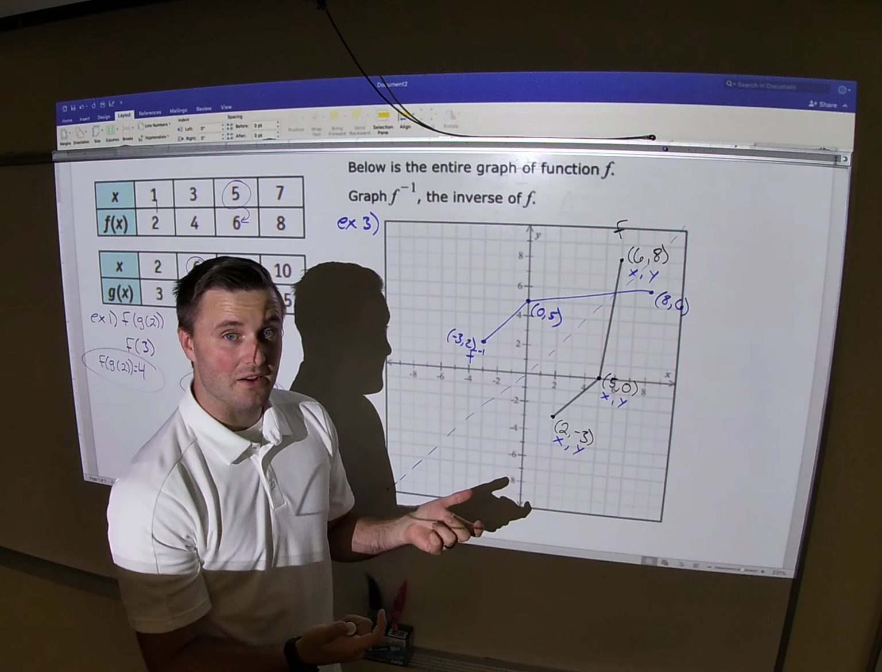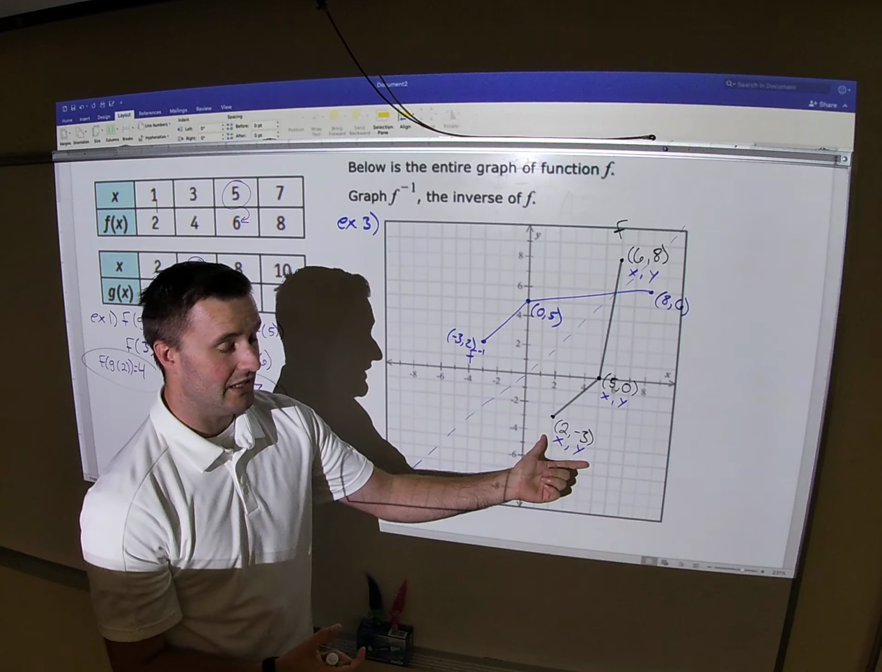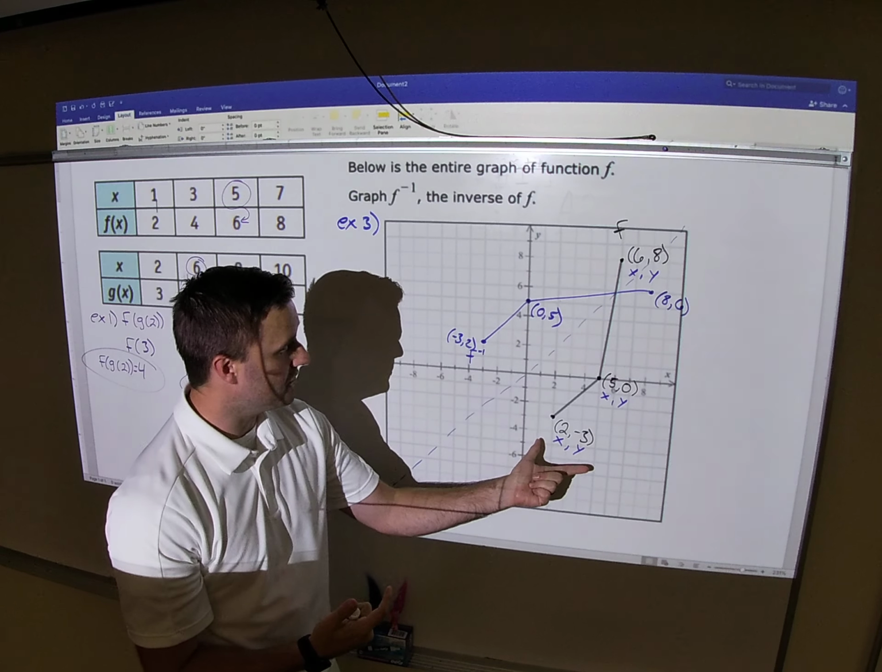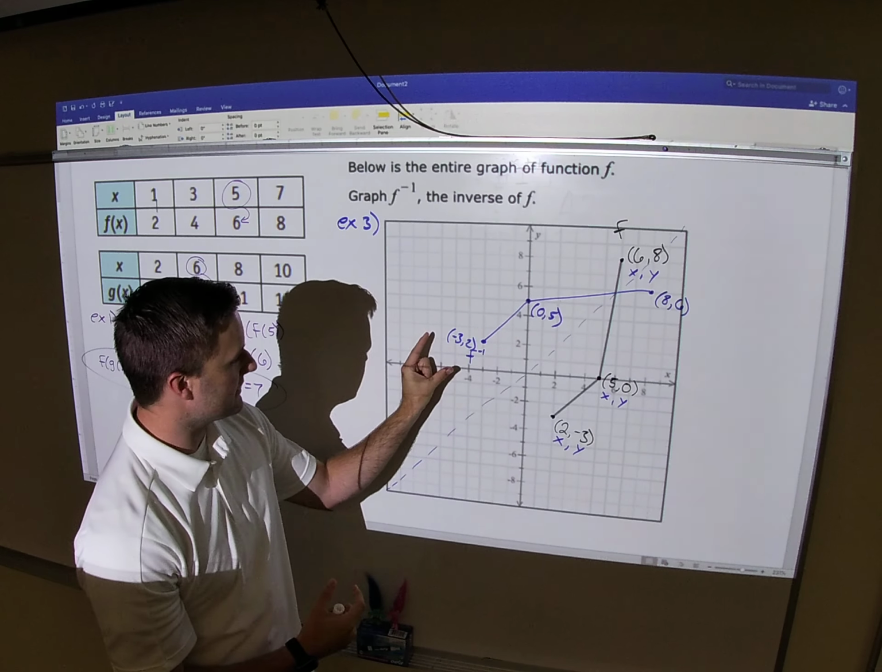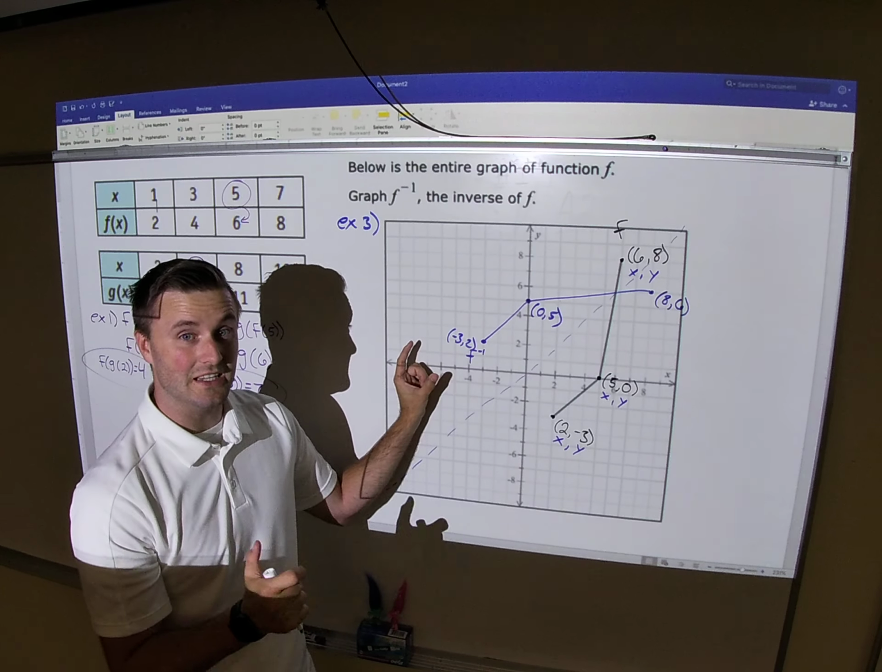So given a graph of your original function, if you want to find its inverse, all you have to do is flip the x and y coordinates to find the coordinates of the inverse function.